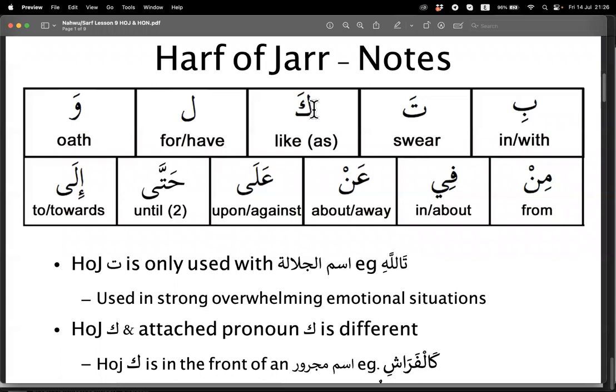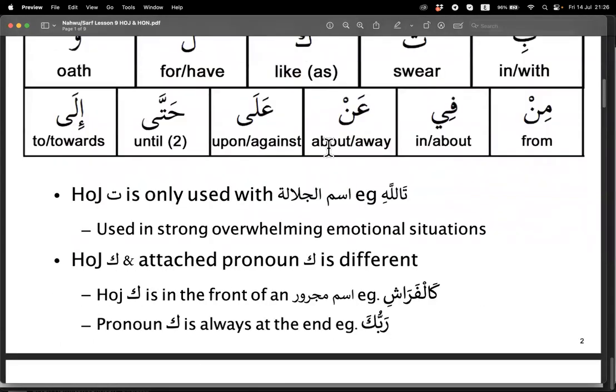Ka looks like an attached pronoun also, right, like anta. But the difference is harf of jar will always be at the beginning, and an attached pronoun is always going to be at the back. So here we have kal faroshi. Ka here is our harf of jar, and this is our majrur. In rabbuka, ka here is our pronoun, not harf of jar, obviously.